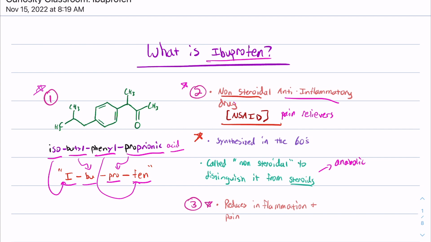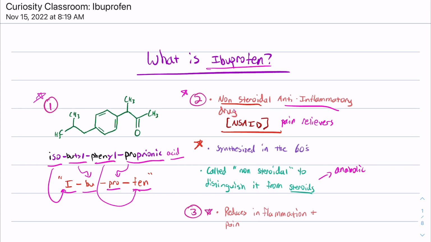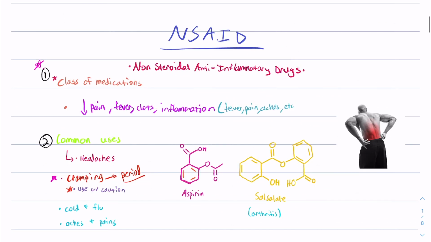And then number three, ibuprofen reduces inflammation and pain, inflammation being the general response that our body makes to produce pain and other things like that. So that's a general overview of some of the definitions. So what are NSAIDs? Earlier I said they are non-steroidal, right? They're not steroids. Anti-inflammatory, they reduce inflammation, and they are therapeutic drugs.